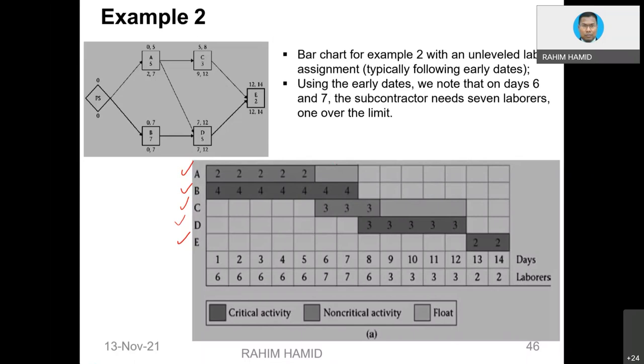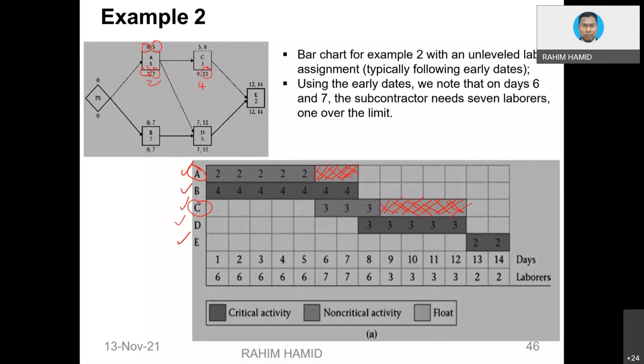You notice that there is an empty space here. The different coloring here indicates total float. Meaning activity A and activity C, which are green in color, do have total float. How do we calculate total float for A and C? We can take the difference between these values, 7 minus 5 equals 2, or 2 minus 0. So total float is 2. For activity C, we can take 12 minus 8 equals 4, or 9 minus 5 equals 4. So the values noted here indicate the total float for that activity.